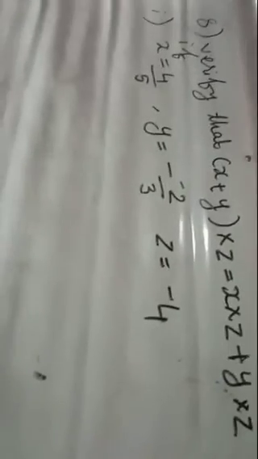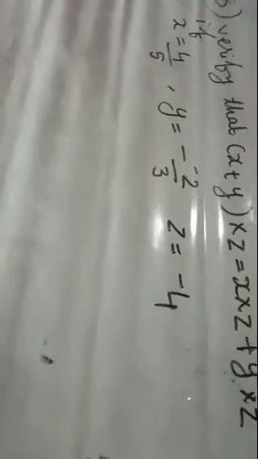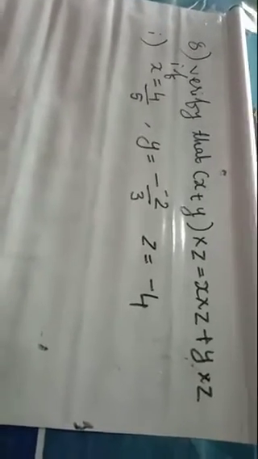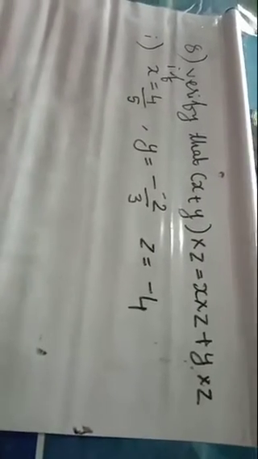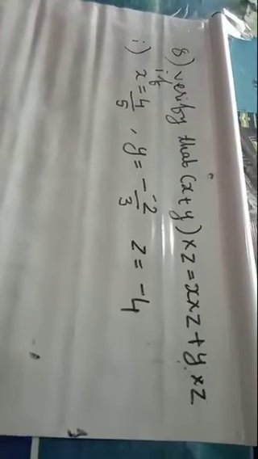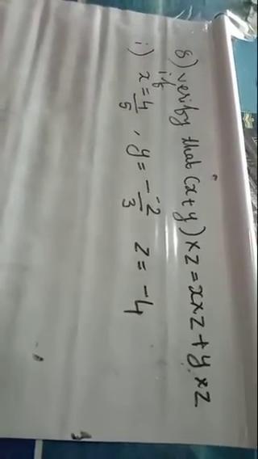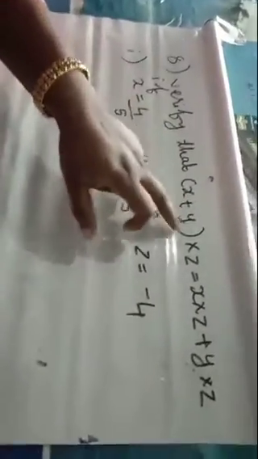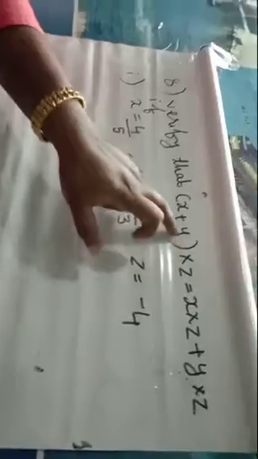The question: verify that (x + y) × z is equal to x × z + y × z, if x = 4/5, y = -2/3, z = -4. Here, which property? The distributive property of multiplication over addition. (x + y) × z is x × z + y × z.